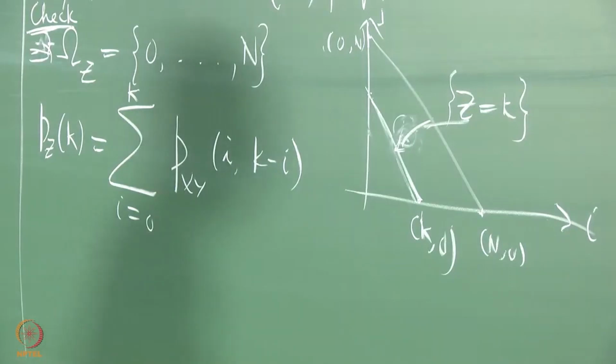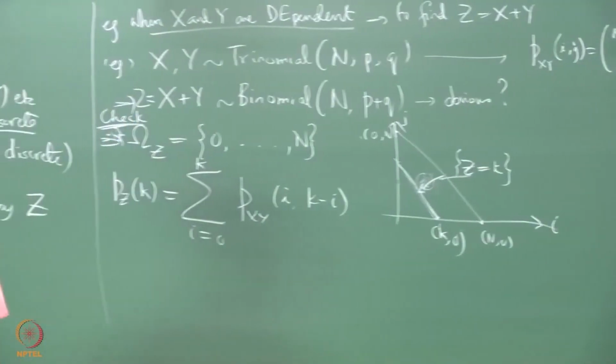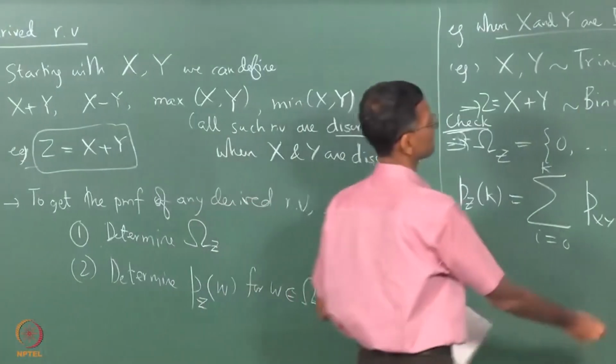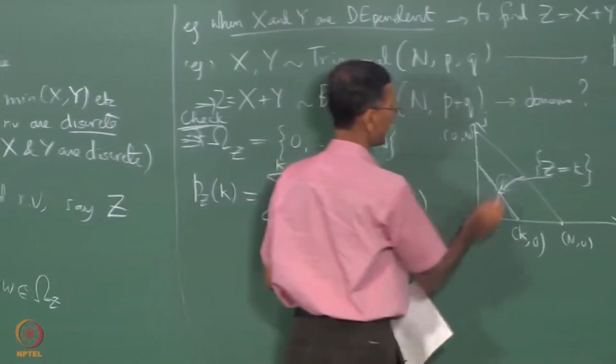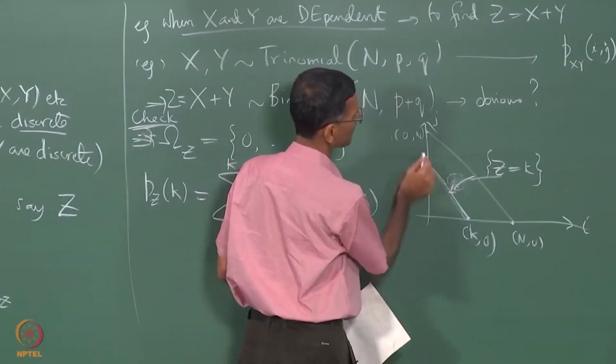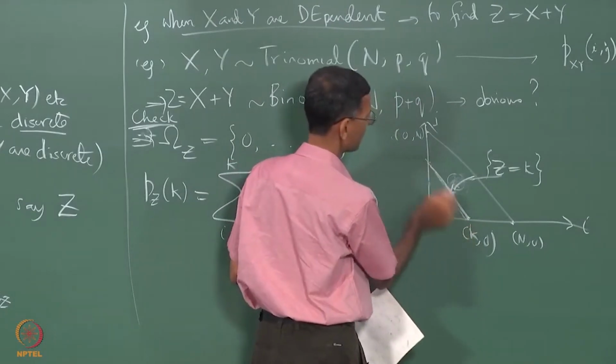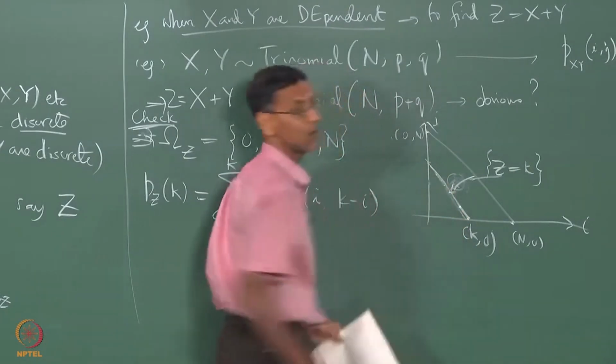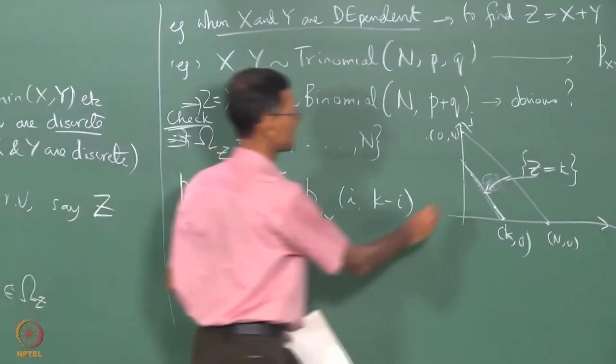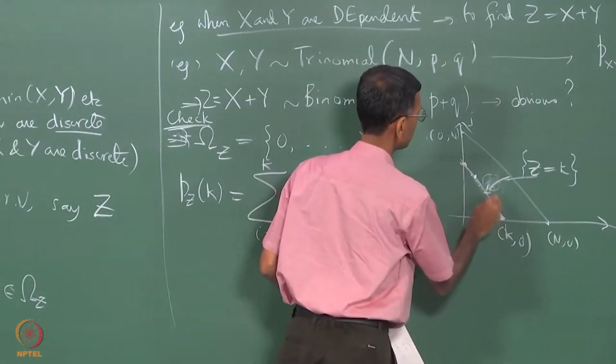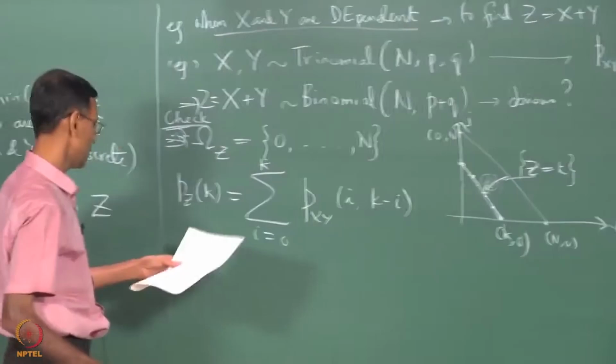Z equal to k is the same as x plus y equal to k, right? So you're basically taking some point on this line, taking this line for that value of k and adding up all the points that fall on that line, the probabilities of all the points that lie on this line.